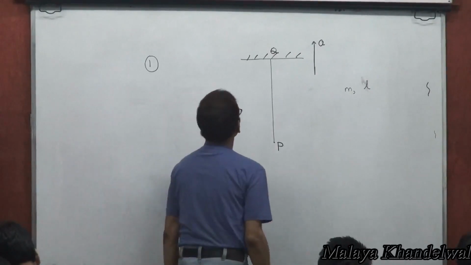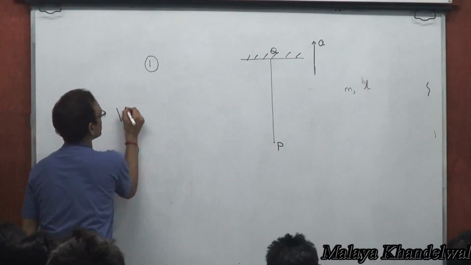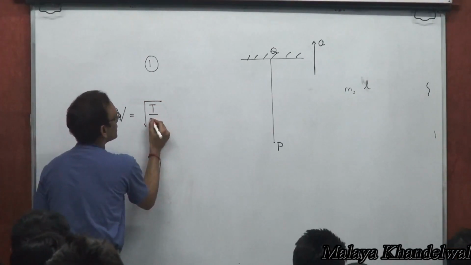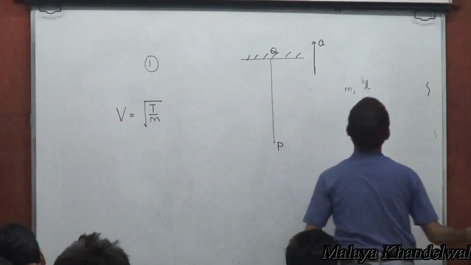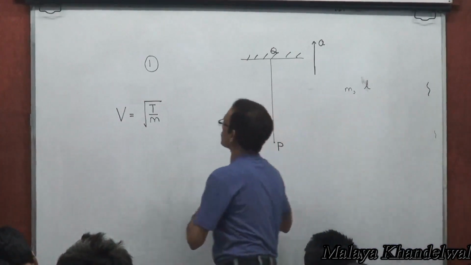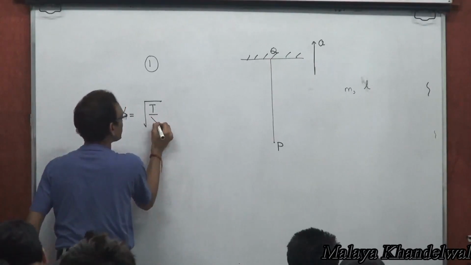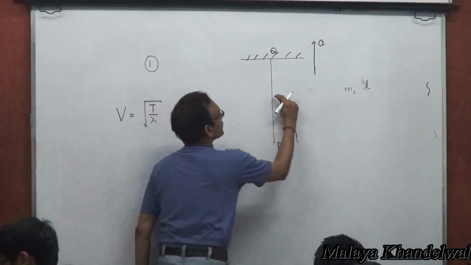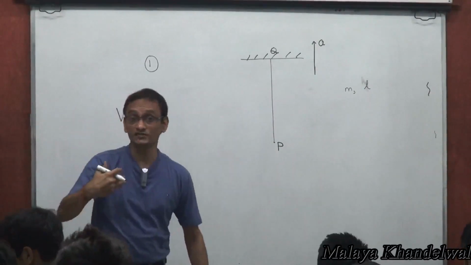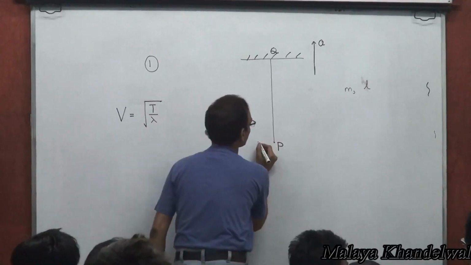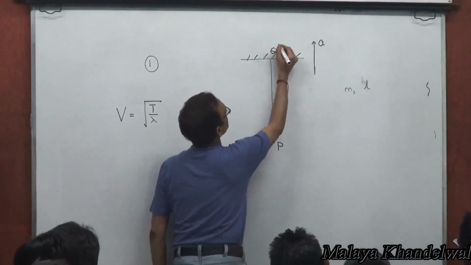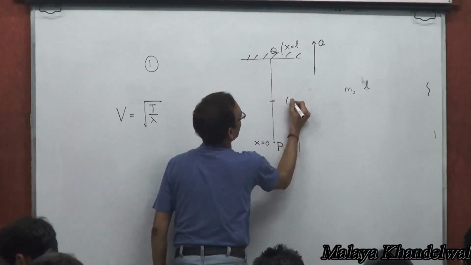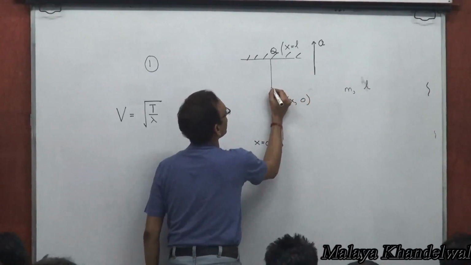Now, the velocity of transverse waves in a string is given by square root of T by m, right? T is the tension, m is the mass per unit length. In this case, let me call it lambda, because m is the total mass. Now, for a situation of this kind, this string has mass, so the tension would be different at different points. So let me call this position x equal to 0, this position x equal to L. Let me find out the tension at x.